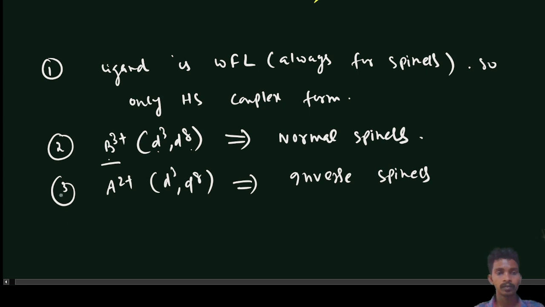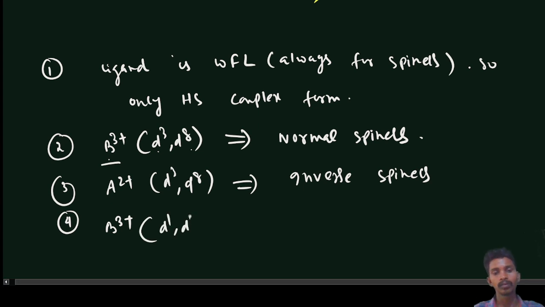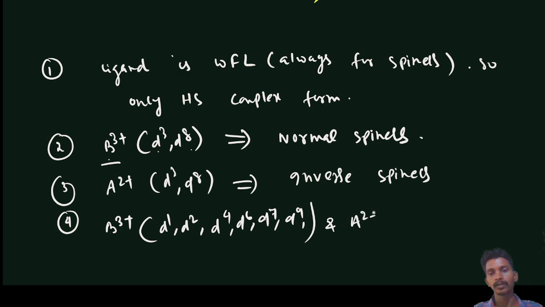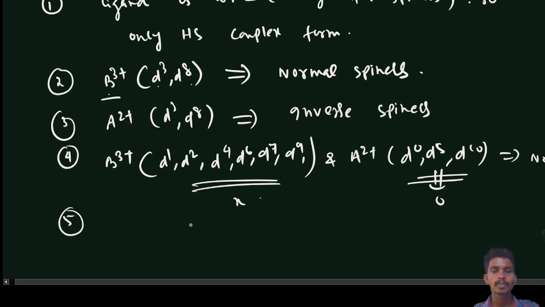Okay, now for the case that B3+ has other configurations like D1, D2, D4, D6, D7, D9, and A2+ has the configurations like D0, D5 and D10, then the CFSE for A2+ is 0, and for B3+ we get some value, so again we form the normal spinels. Okay, and the reverse is inverse spinels.